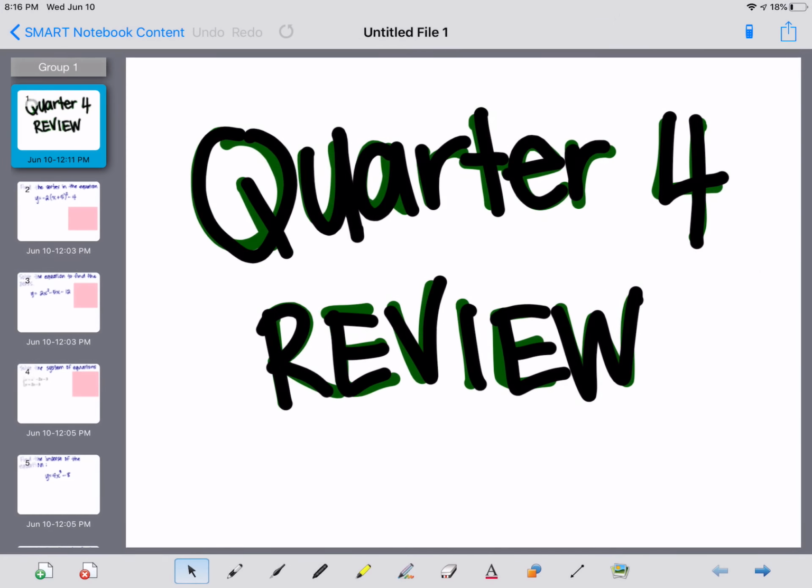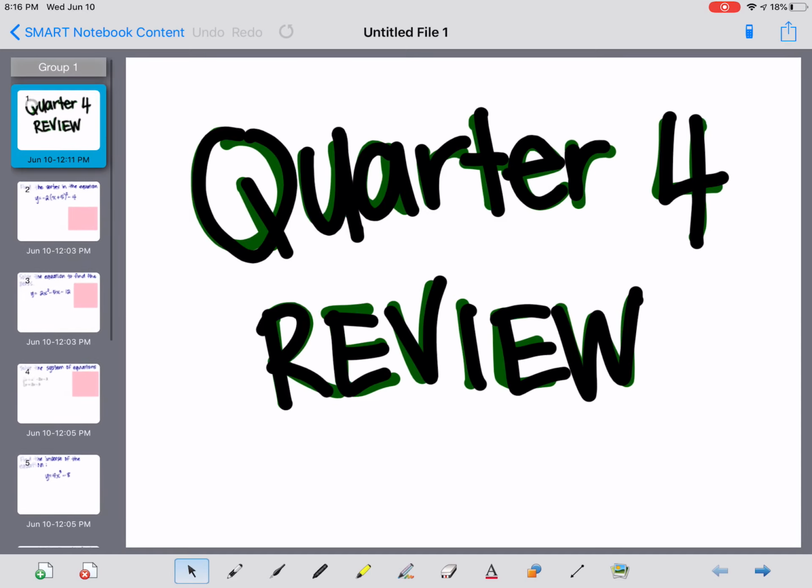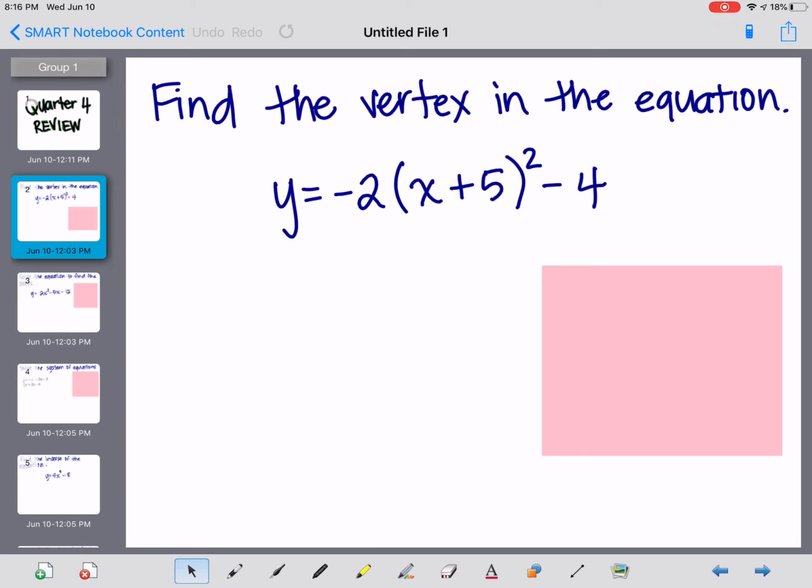All right, guys. So I'm going to go through one example of each of the type of questions that's on your review activity for this week. So if you look at the first equation, we need to find the vertex of this equation.